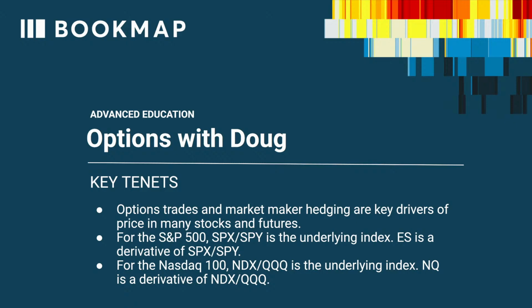And for the NASDAQ 100, NDX is the underlying index. QQQ is the much more liquid ETF version of that index. And the NQ futures contract is a derivative of NDX. And just like the S&P 500, when traders buy and sell puts and calls in NDX and QQQ, market makers take the opposite side of those trades and they hedge their delta exposure with NQ futures.